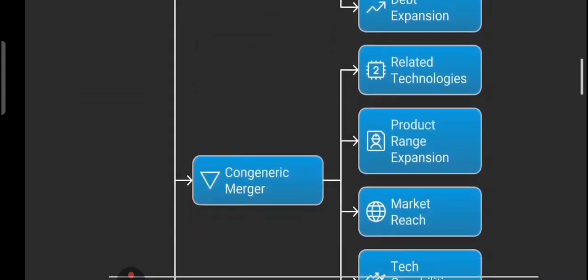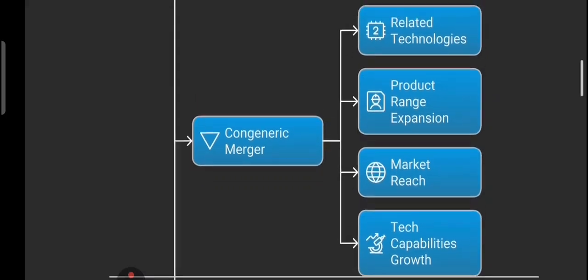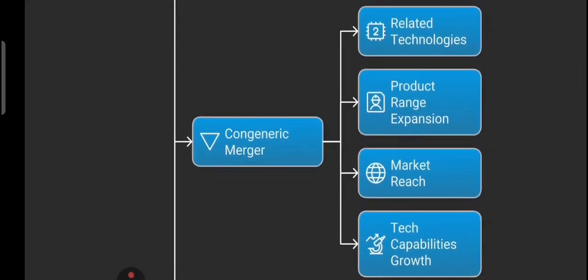Then we have congeneric merger. What is congeneric merger? This involves companies with related technology or complementary products. It allows for a broader product range, increased market reach, and enhanced technical capability. Those companies are merging together with related technology or complementary products, giving a broader product range, increased market reach, and technical capability enhancement.